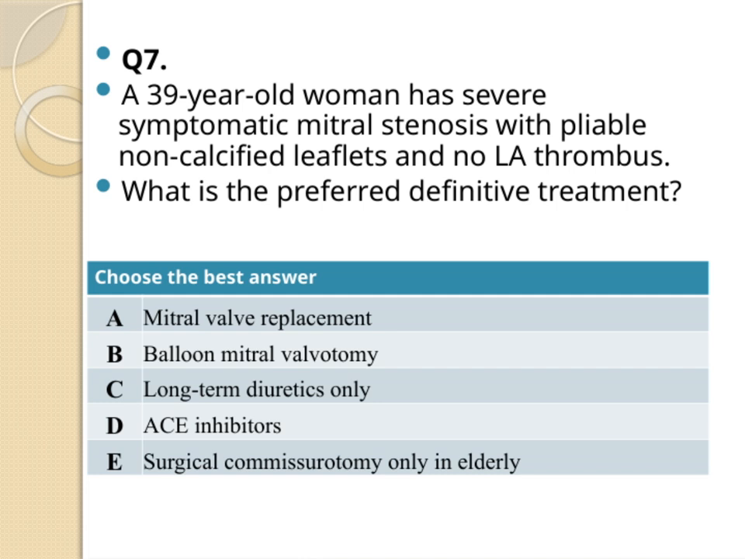Long-term diuretics are only supportive. They don't address the underlying stenosis. ACE inhibitors help with symptoms in some heart failure cases, but don't correct the mechanical obstruction of the mitral valve. Surgical commissurotomy is an option, but it's more invasive and typically reserved for cases where balloon valvuloplasty isn't suitable, especially in elderly patients or those with calcified or fused leaflets.